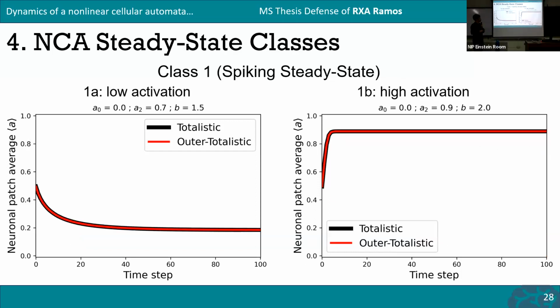And we also observe a spiking steady state, which we refer to as class 1. Here, instead of going to 0 as time approaches infinity, the steady state activity goes to a non-zero number, with two types, a low activation and a high activation.